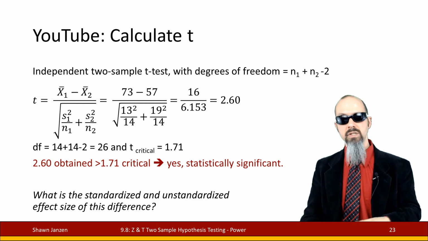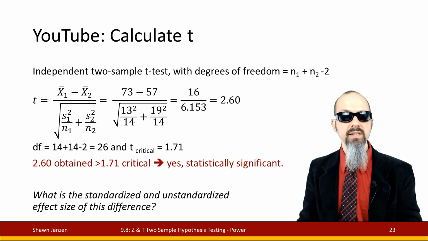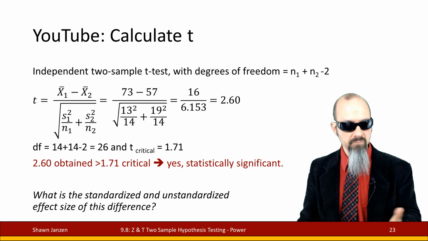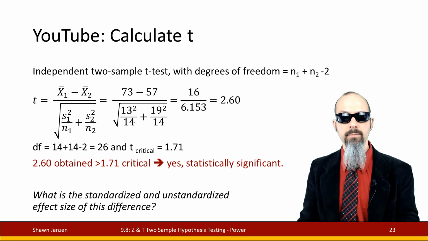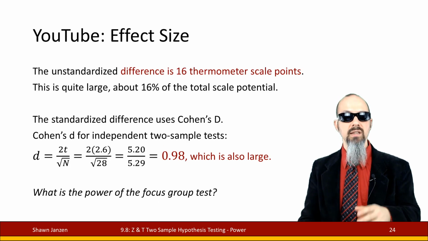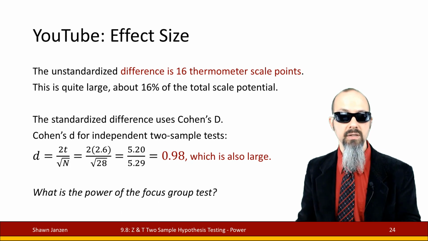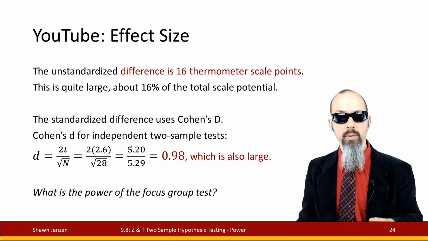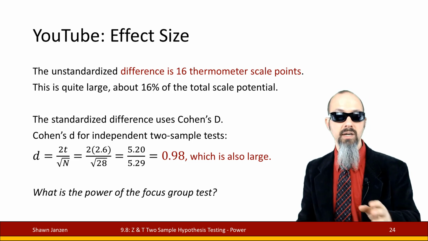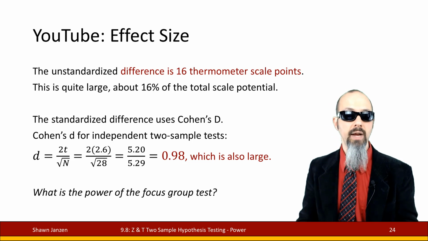But then the researchers come back and ask, well, what about the standardized and unstandardized effect sizes? There's differences there. Tell us about it. So in this case, the unstandardized difference on the thermometer scale is 16 points. How did we know that? Well, we were given that the one group had a score of 73 and the other one had a score of 57, and all I did was subtract the two.